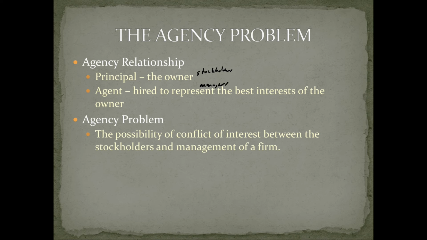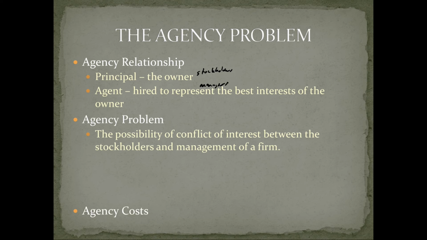With the car example, let's say you are the owner and you hire somebody to sell your car for a set commission. If it's for a set commission, they don't have the incentive to try to get the best price possible. They just need to sell the car. So there is a conflict of interest.